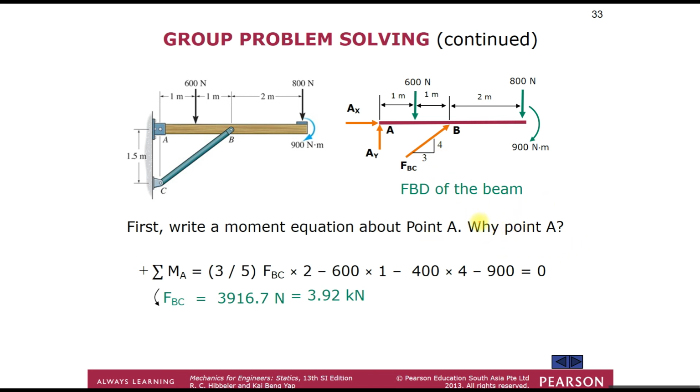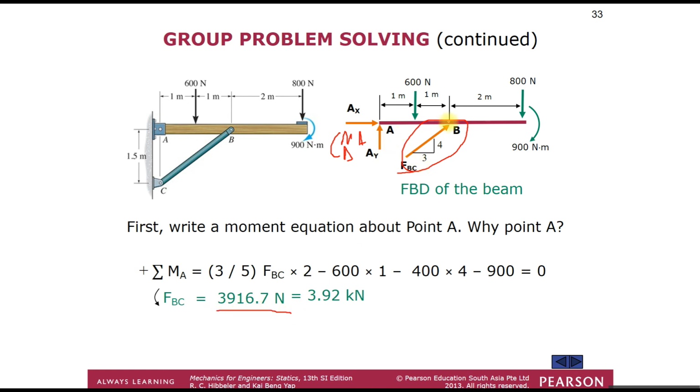The reason why we write at point A is because when we consider the equation of moment at point A, we reduce the number of unknowns. We only have one unknown, which is FBC here, and we have two known forces, 600 and 800 Newton. So from there, we can straight away solve and we get the value of FBC.